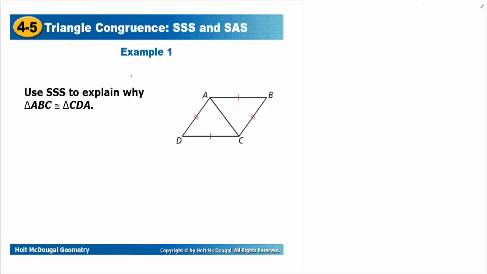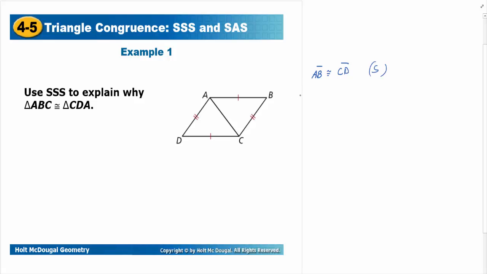All right, so let's go ahead and get started here. So anyway, we're going to use side, side, side to explain why these triangles are congruent. So right now we have two congruent pairs of sides. So we have a side here and a side here. So right now what we have is that AB is congruent to, and if I look at AB, I'm looking then at also CD. So I know these are congruent. That's a side.